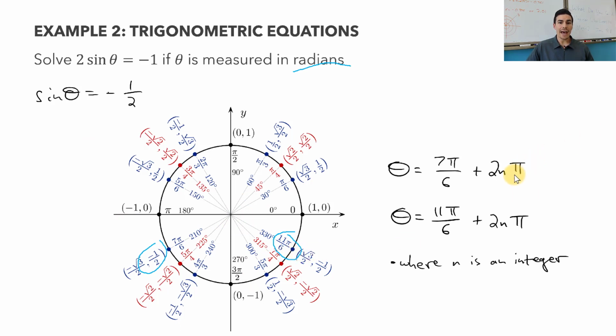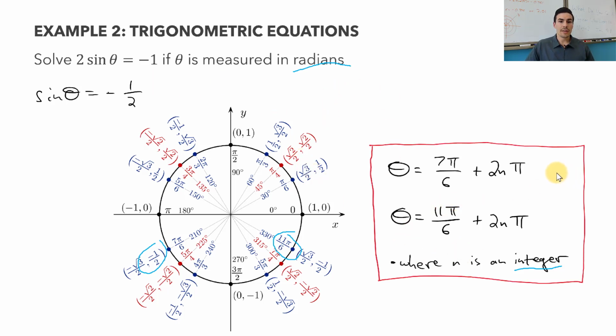So I can actually add 2n pi to both of these, where n is an integer. If I'm adding factors of 2 pi to both of these, I'm going to come up with a true statement. So this would be my actual final answer here: 7 pi over 6 plus 2n pi and 11 pi over 6 plus 2n pi. Again, that is because I'm not given any restriction on theta.